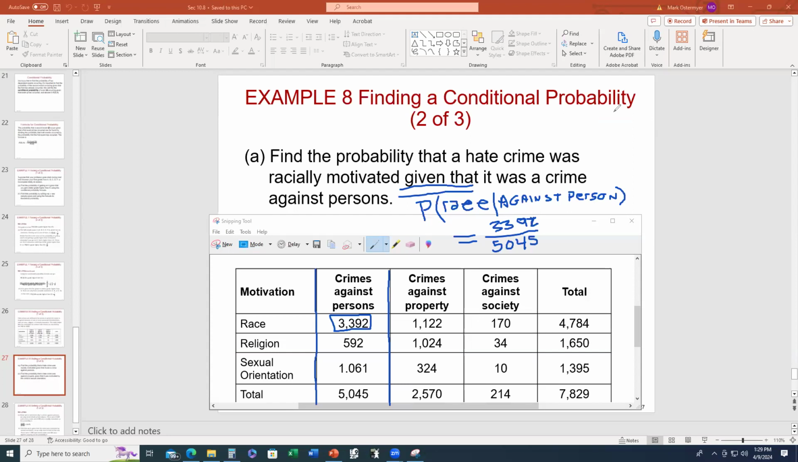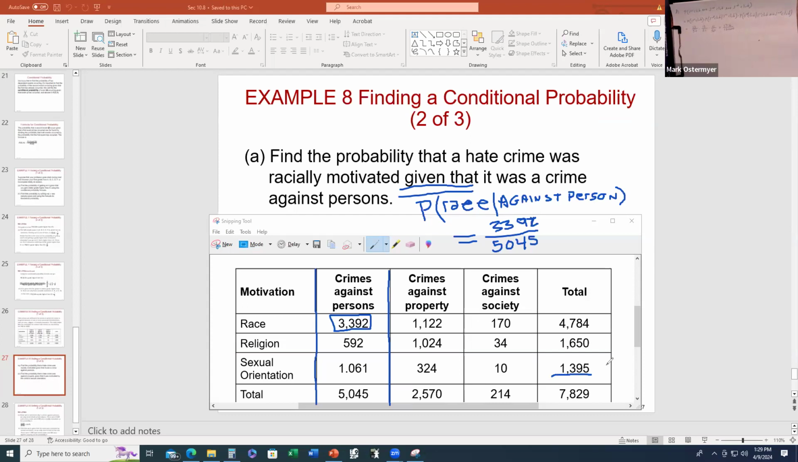Given that the motivation of the crime was sexual orientation, what is the probability that it was against property? Is it 324 over 1,395? That's it. Ladies and gentlemen, because I'm saying, given that the crime was sexually oriented in motivation, that locks us into the third row. Do you agree? We're locked into the third row. Then what is the probability that it was committed against property? That's going to be 324 divided by 1,395.